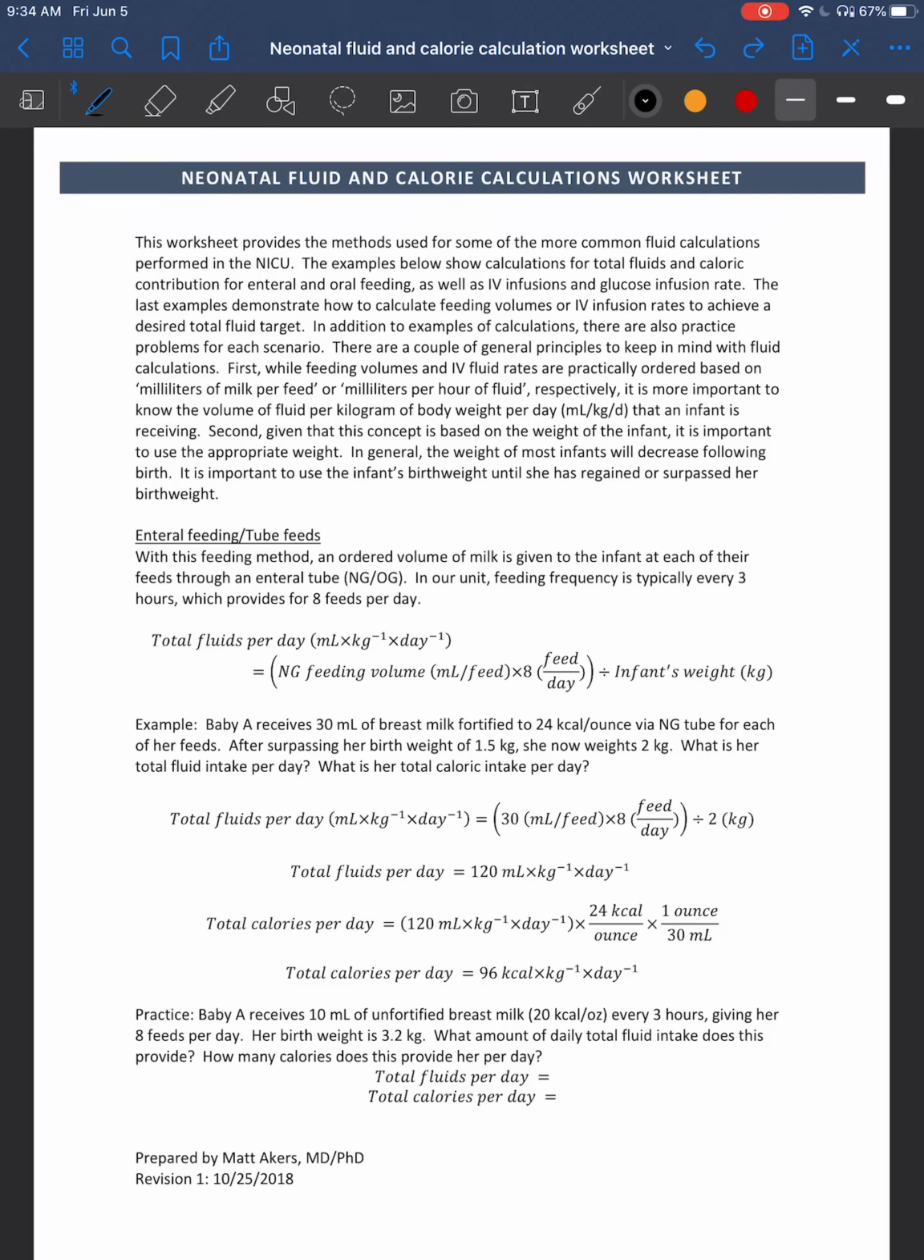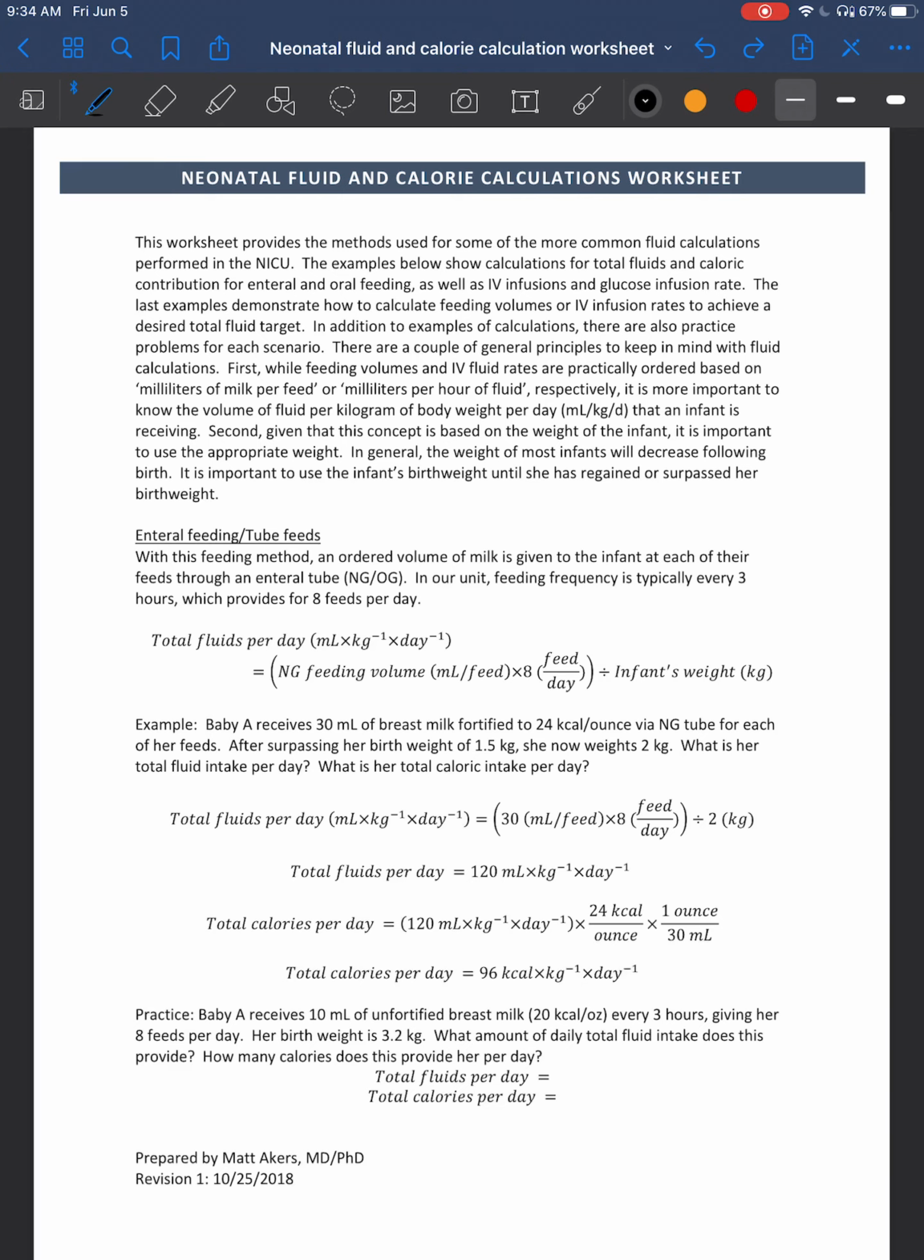In this tutorial, we will review neonatal fluid and calorie calculations. This worksheet provides the methods used for some of the more common calculations performed in the NICU. The examples below show calculations for total fluids and caloric contribution for enteral and oral feedings, as well as IV infusions and glucose infusion rate.